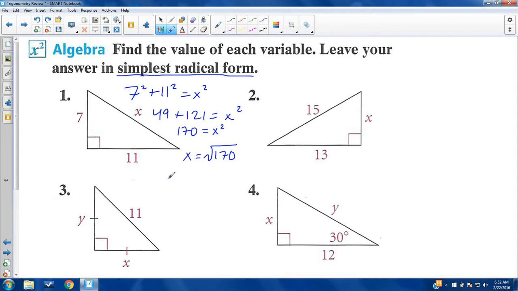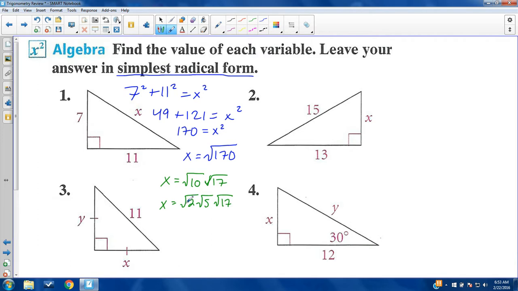Pick two factors of 170, preferably perfect squares, but if you can't think too quickly on your feet about one, or if one doesn't exist, you won't be able to do that. So I can break this down into the square root of 10 times the square root of 17. Now 17 is a prime number, so I can't break that down farther. Here I keep breaking this down. I get the square root of 2 times the square root of 5 times the square root of 17. And these are all prime factors.